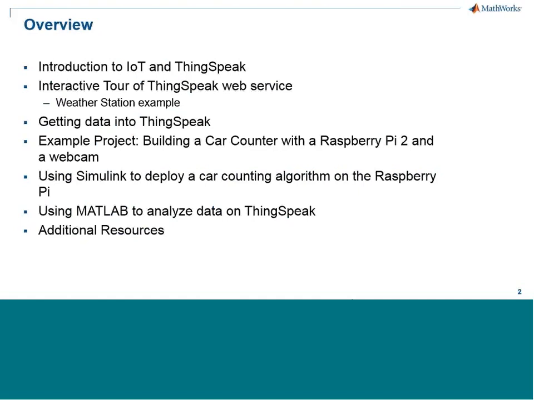Okay, an overview of this section of the webinar. First, I'd like to start out with an introduction to Internet of Things and ThingSpeak, and then we'll go on an interactive tour of the ThingSpeak web service using a weather station as an example. So this is a weather station that we built here that sends data every minute to ThingSpeak. Next, we'll talk about different methods of getting data into ThingSpeak, and then we'll get into the car counter project where we built a car counter with a Raspberry Pi 2 and a webcam, and we use Simulink to deploy the car counting algorithm on the Raspberry Pi. And then finally, we'll talk about how you can use MATLAB on your desktop to analyze data that you've collected on ThingSpeak.